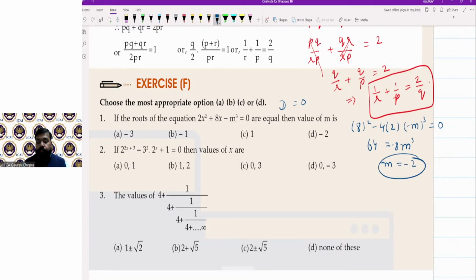So just what we have to do, D is equal to 0. That is b square minus 4ac is equal to 0. Now you can put the value and get the result. So you can also put the option also, no worries. It will also give the same result. So correct answer is option number D.